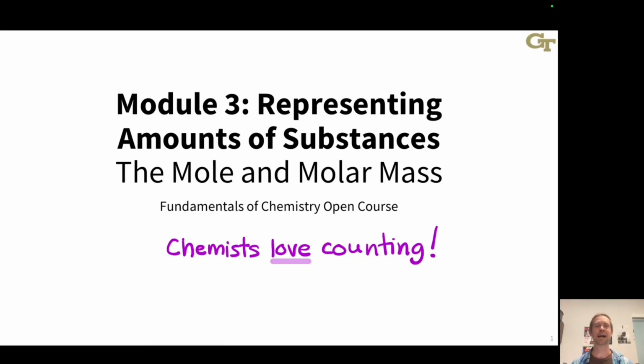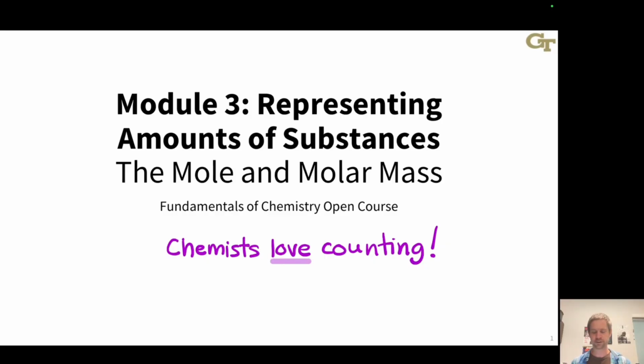Chemists love counting. We like thinking about molecules combining, for example, in small whole number ratios, 2 molecules of this and 3 molecules of that in a chemical equation. And so we need a means to go from the macroscopic world of masses and volumes to the submicroscopic world where we love counting molecules, and the mole and molar mass are means to do this.